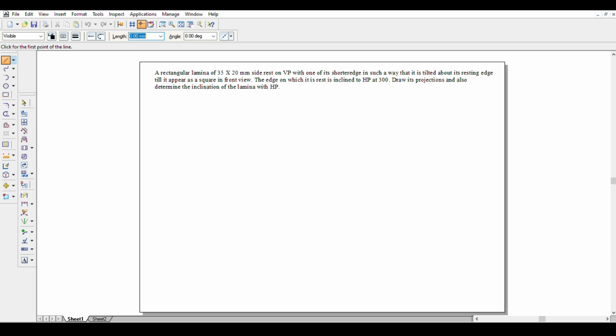Today we will look into two questions from the subject CAD. The first question is: a rectangular lamina of 35 by 20 mm side is resting on VP with one of its shorter edges in such a way that it is tilted about its resting edge till it appears as a square in the front view. The edge on which it is resting is inclined to HP at 30 degrees. Draw its projections and also determine its inclination of the lamina with HP.